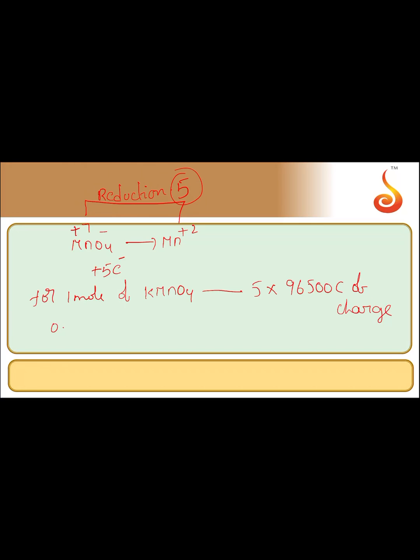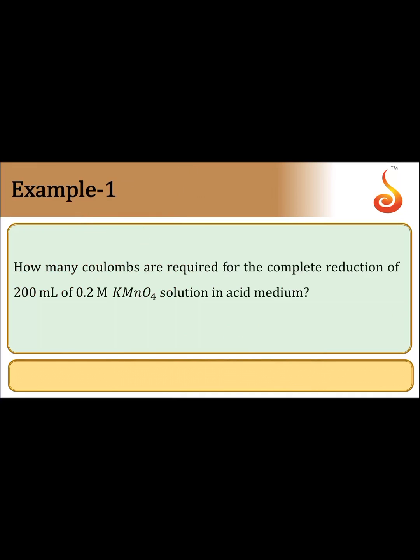Then for 0.04 moles of KMnO4, how much charge is required? That is X is equal to 0.04 into 5 into 96,500. We'll get the value 19300 coulombs. Okay. So the coulombs required for complete reduction of 200 ml of 0.2 molar KMnO4 solution in acidic medium is 19300 coulombs.